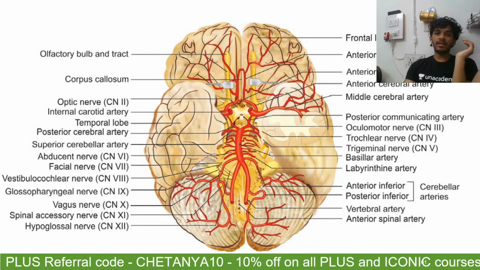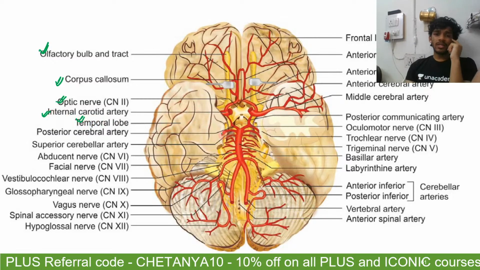Olfactory bulb and olfactory tract. I hope you know that they are coming from the olfactory lobe. Then you have the corpus callosum that will be present in the center, separating the left and the right. The optic nerve will be forming a chiasma here, somewhere here. So this is the optic nerve forming a chiasma. The internal carotid artery emerging from this, giving the middle cerebral artery. Also, you know the side lobe is known as the temporal lobe.